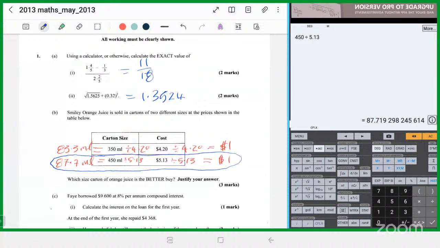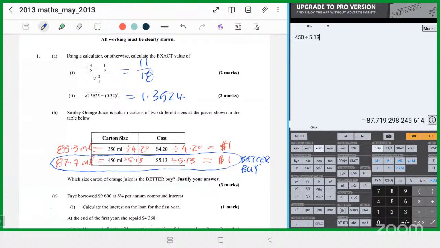You're getting more for your dollar, more juice for your dollar. This one will be the better buy. But I kind of do it rough, but anyway you want to explain it, all right. This will be the better buy. You're getting more for your dollar.